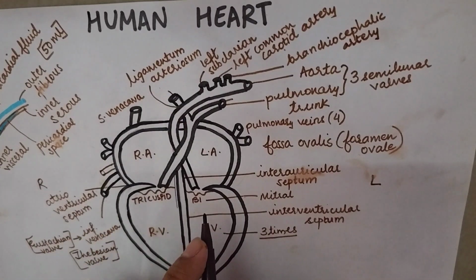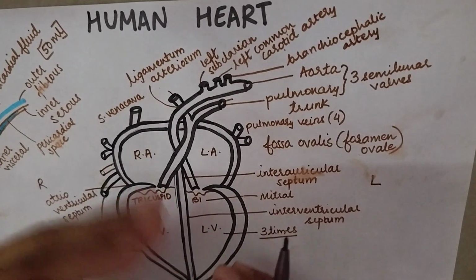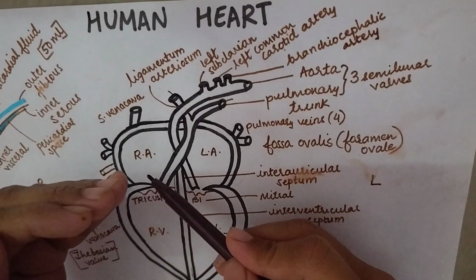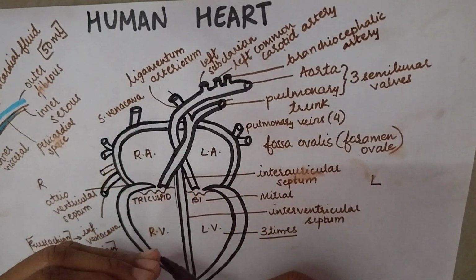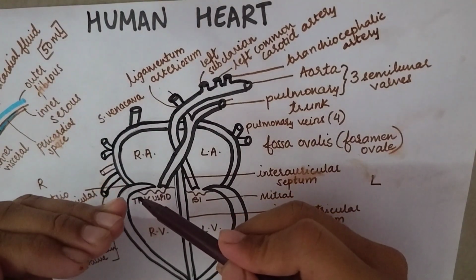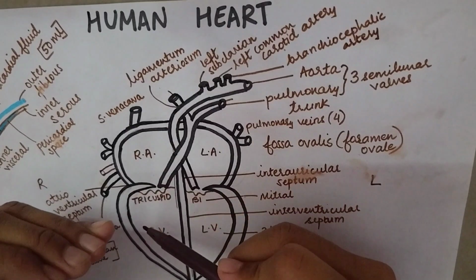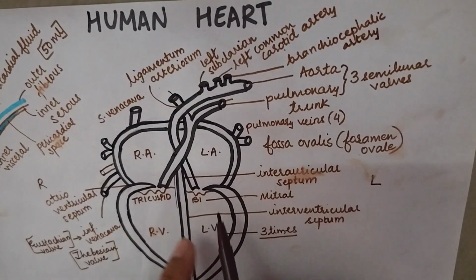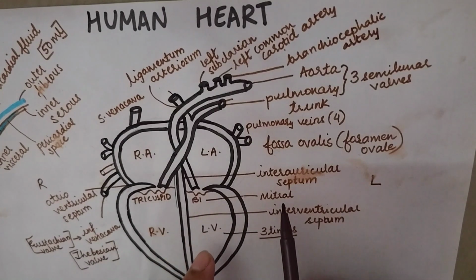What are these valves going to do? The same thing. They will prevent backward flow of blood. The blood from the right atria should go into the right ventricle. It should not return back into the right atria. To maintain this unidirectional flow of blood, that is the function of the tricuspid valve. Similarly, for the left side, we have the bicuspid or the mitral valve.